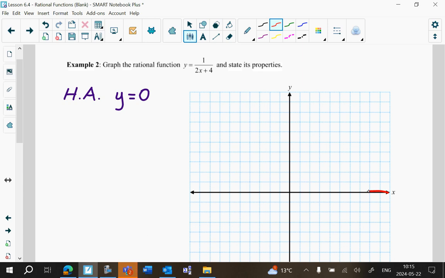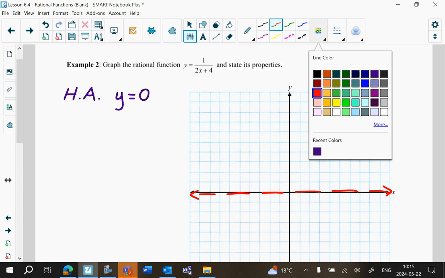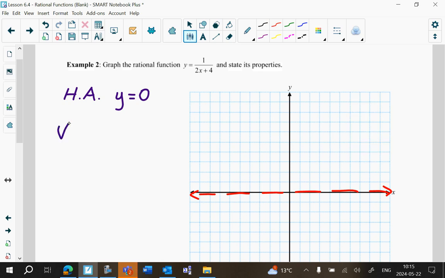Vertical asymptote. I've got to figure out what value of x makes 2x plus 4 equal to 0. So I've got to solve this. Make 2x plus 4 equal to 0. Solve, you get 2x equals negative 4. X equals negative 2. So that's the vertical asymptote.